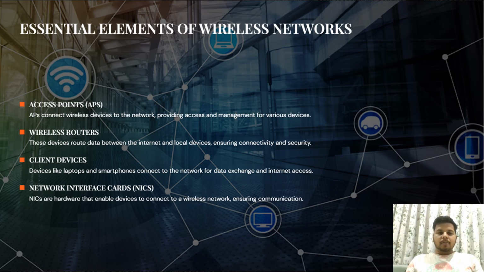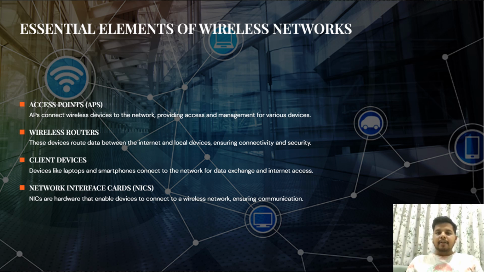Now we move on to a new topic, essential elements of wireless networks. A wireless network is built upon several key elements that work together to enable seamless communication without physical cables. The most important component is the wireless access point, that is WAP or router, which broadcasts wireless signals and allows devices to connect. Then we have the client devices like laptops, smartphones, and tablets that use wireless adapters to receive and send data. Another crucial element is the network interface card, which is built into devices and enables wireless communication.